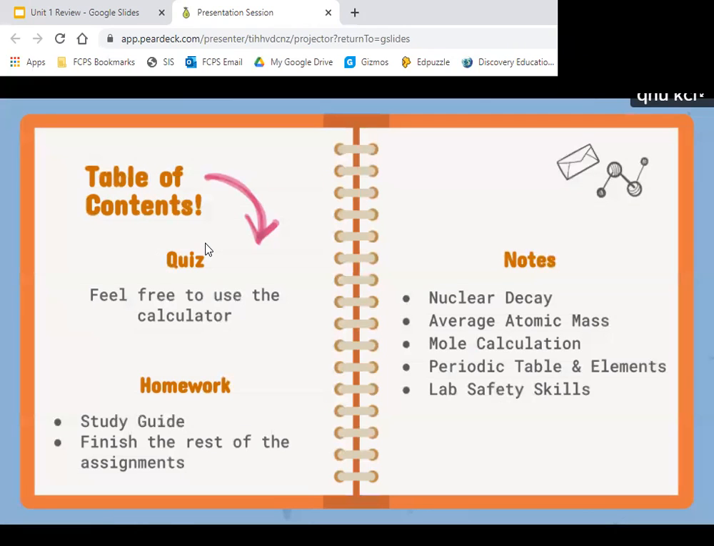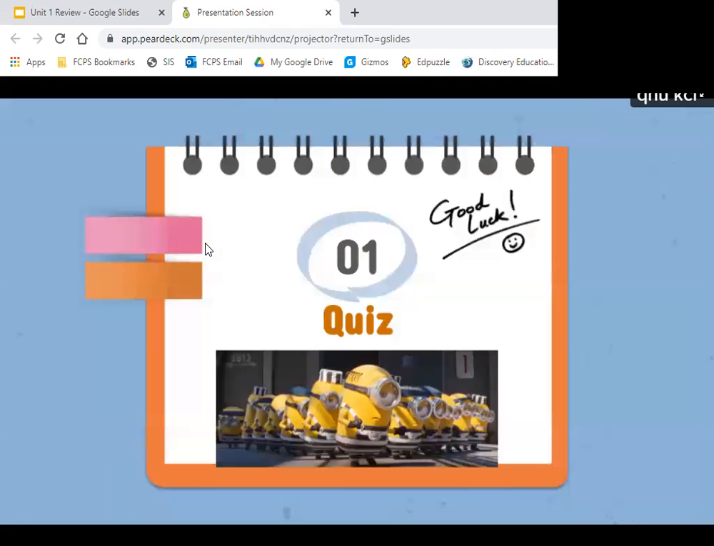So the following notes we're going to go over are nuclear decay. I don't know if you guys have finished the Gizmos or not, but we're going to go over some notes on that part, the average atomic mass, mole calculation, periodic table and elements, and some lab safety skills.